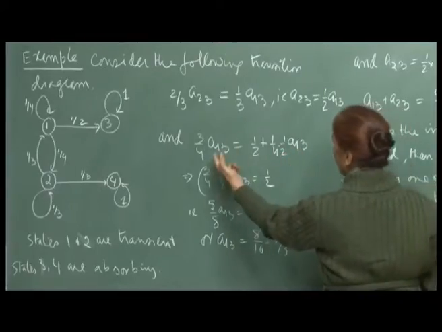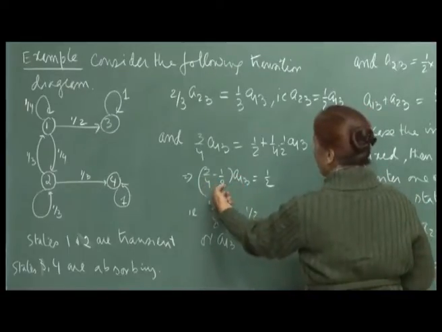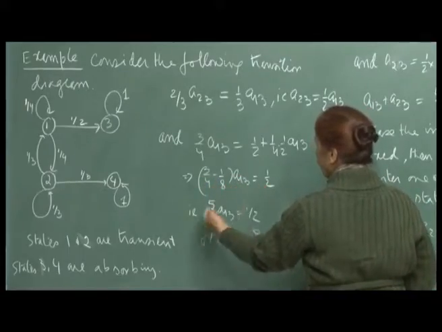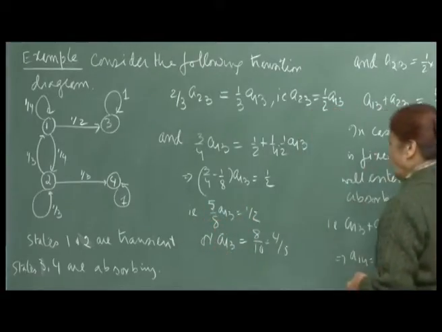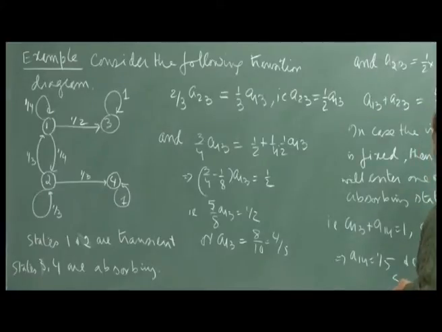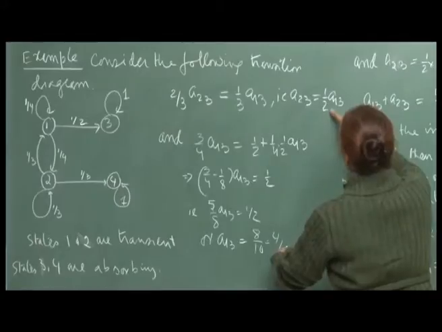So, then I get the equation for the value of A13, which is 3 by 4 minus 1 by 8 A13 is half, that is 5 by 8 A13 is half. So, therefore, I get the value of A13 as 4 by 5. So, once my A13 is known as 4 by 5, I can compute A23.